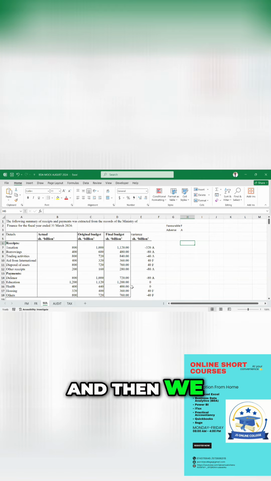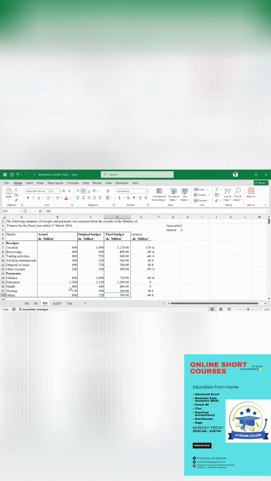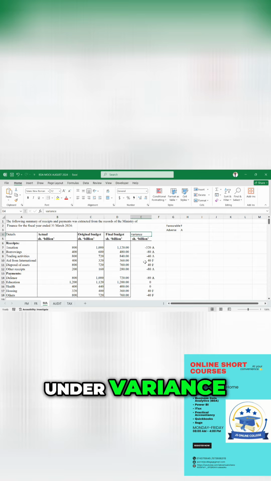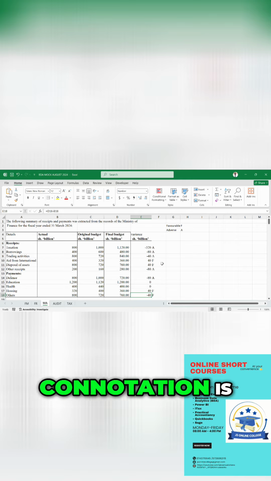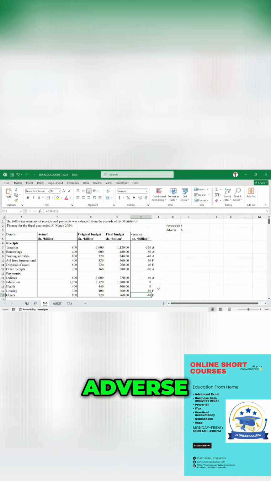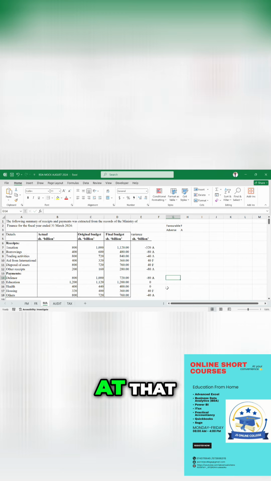And then we look at others. In others, in your final budget, you had 760 billion, but then you ended up spending 800 billion. So you overspent, you surpassed your final budget by 40 billion. So that's why under variance, it will come as a negative of 40 billion. You overspent. So that one connotation is adverse, not favorable. It is adverse because now the sign changed at that point.